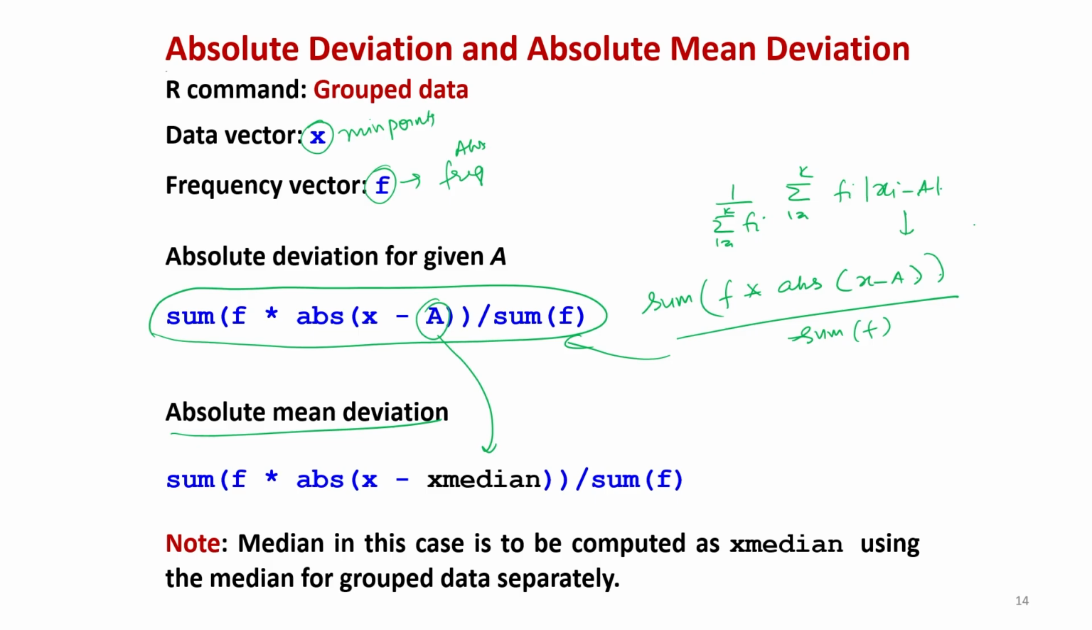commands, as I told you earlier, but here at least as per the rule, you have to compute the median separately using those commands. So I can use this median which is computed separately for this group data vector, and then I will replace it, and this command, sum of f into absolute value of x minus x median divided by sum of f, will give us the value of absolute mean deviation, right.